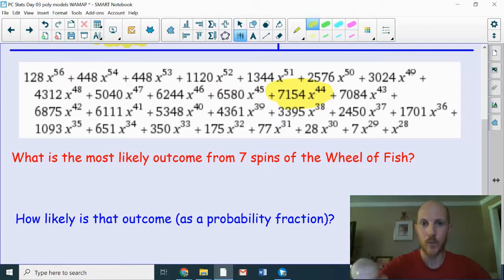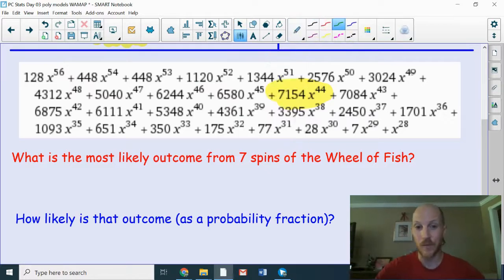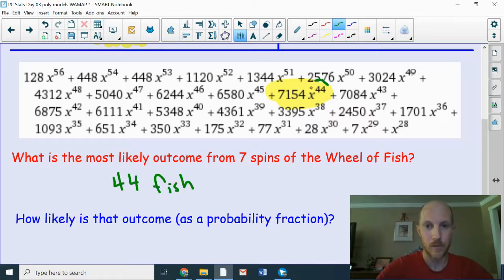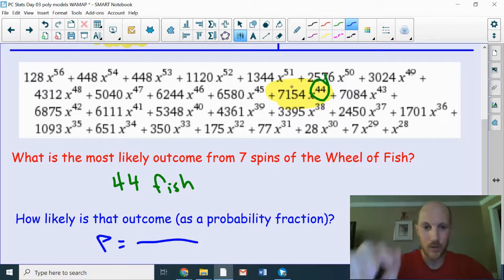So the coefficient is how I identify the most likely outcome, but that is not actually the answer. The outcome is 44 fish, because that's the exponent. Next question, how likely is it that we would win 44 fish? Well, we're going to do a probability fraction. So 44 does not go in my probability fraction.